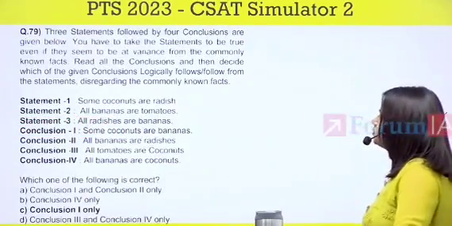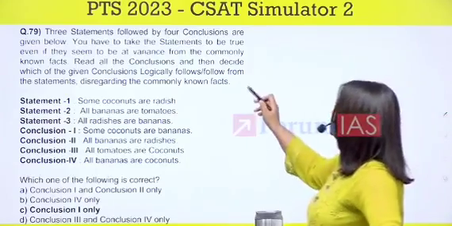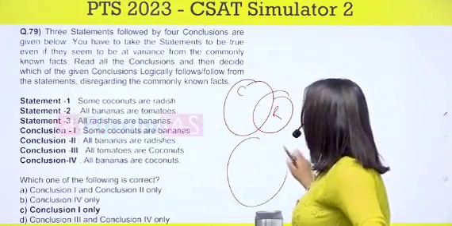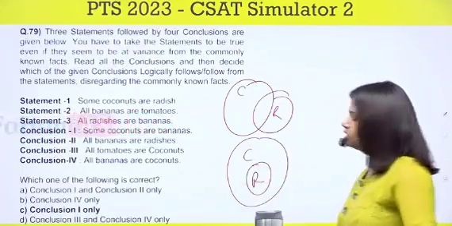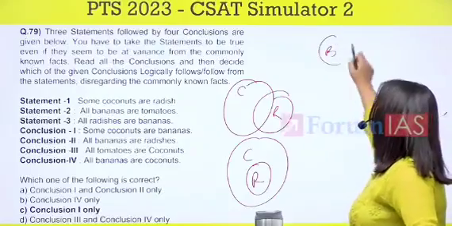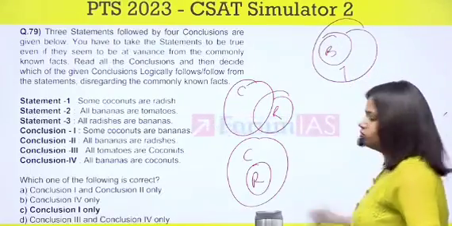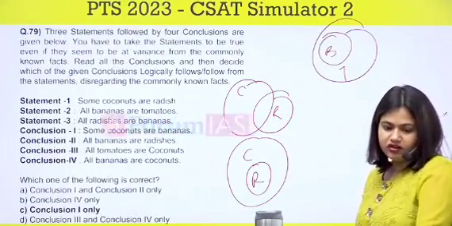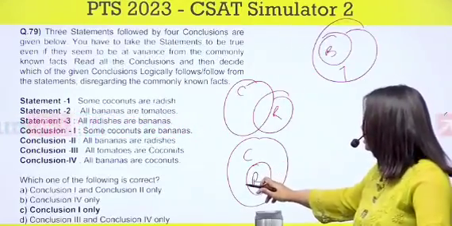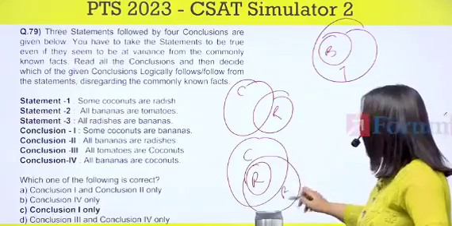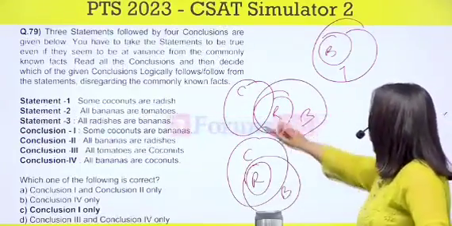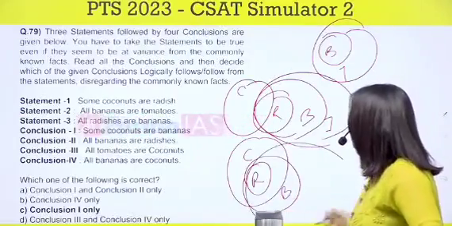Then question 79. Again, syllogism. So some coconuts are radish. If this is coconut, some of them can be radish, and some coconut can be radish like this also. Then all bananas are tomatoes. All bananas are tomatoes, there is no doubt in this. Then all radishes are bananas. Now all radishes are what? Bananas. It can be like this banana, it can be like this banana. But then all banana is tomato also.